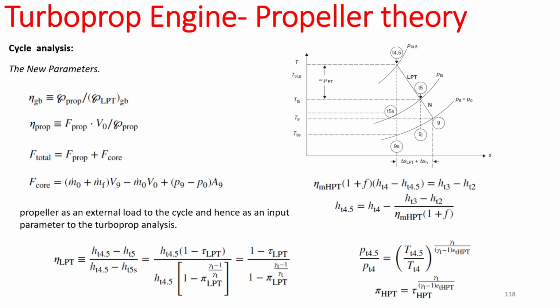The efficiency of the low pressure turbine, of course, is the comparison between the actual expansion and the isentropic expansion, which is going to be exactly the same as for the high pressure turbine. So the efficiency of the low pressure turbine is going to be equal to the total enthalpy at station 4.5 minus the total enthalpy at station 5, divided by the total enthalpy at station 4.5 minus the total enthalpy at the isentropic station 5.